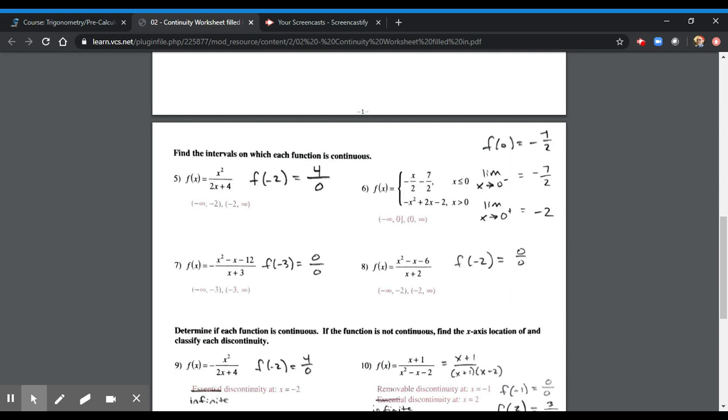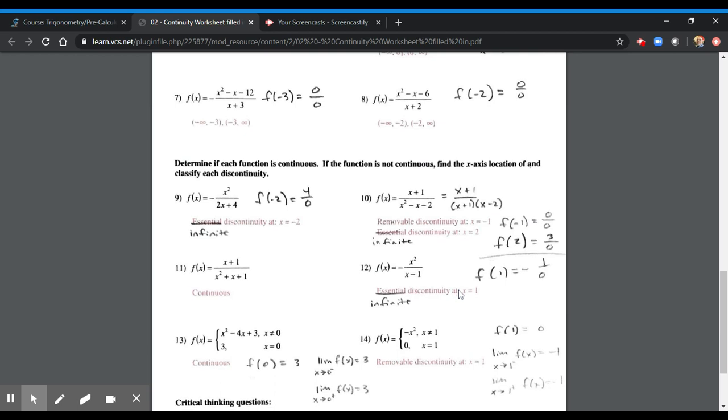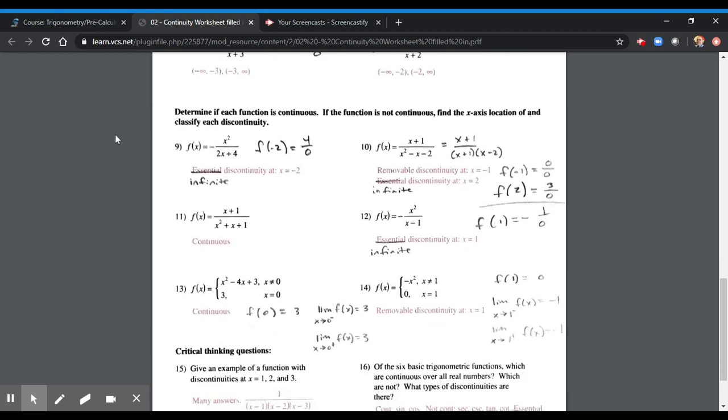All right, f of x is equal to x squared minus x minus 6 all over x plus 2. F of -2 is equal to 0 over 0. So again, at -2, we're going to have an asymptote, and there is not going to be continuity there. So negative infinity to -2, and then -2 to positive infinity.